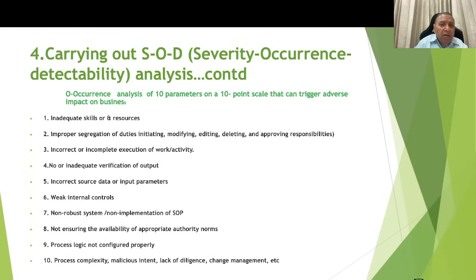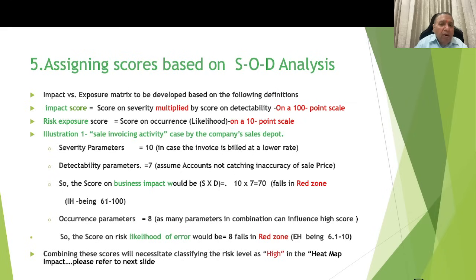Now I was talking about the occurrence score or likelihood score. There are 10 parameters. Any combination of these parameters, like inadequate skills of the person making the invoice, or inappropriate segregation of duties, or incorrect or incomplete execution of the activity, or weak internal controls, or improper logic in the software for billing. These all can contribute to this score: severity parameter score of 10 and detectability score of 7, totaling 10 into 7, 70, and occurrence parameter of 8 out of these 10 parameters.